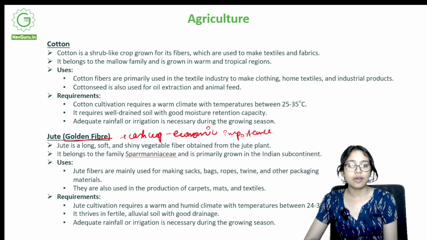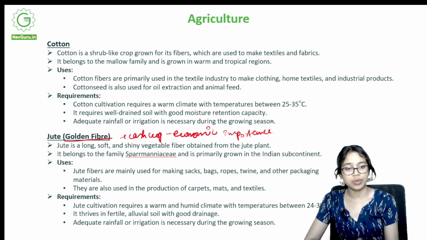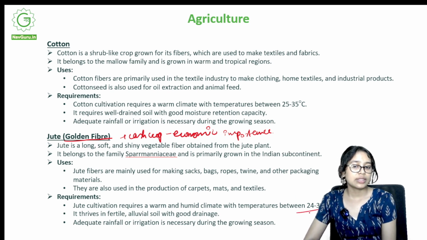Jute is a long, soft and shiny vegetable fiber obtained from the jute plant. It belongs to the family Sparmanaceae and is primarily grown in the Indian subcontinent. Uses: jute fibers are mainly used for making sacks, bags, ropes, twine and other packaging materials. They are also used in the production of carpets, mats and textiles. Requirements: jute cultivation requires a warm and humid climate with temperatures between 24 degrees Celsius to 35 degrees Celsius. It thrives in fertile alluvial soil with good drainage.